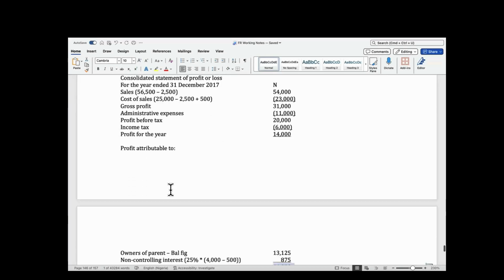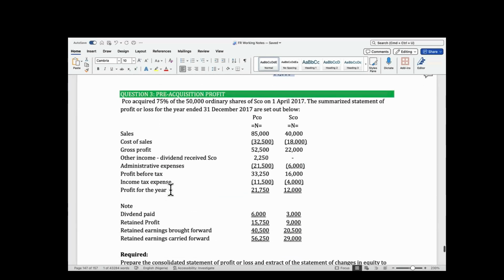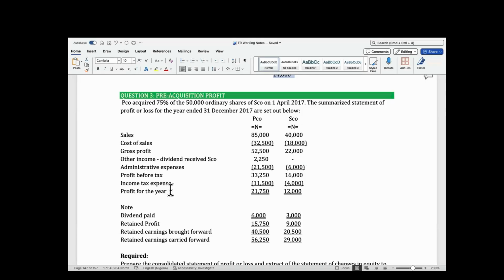Now, let's look at the next one. This one says Pico acquired 75% of the 50,000 ordinary shares of ESCO on 1st April. Okay, please ask a question before I proceed.